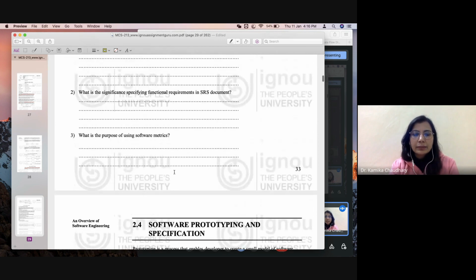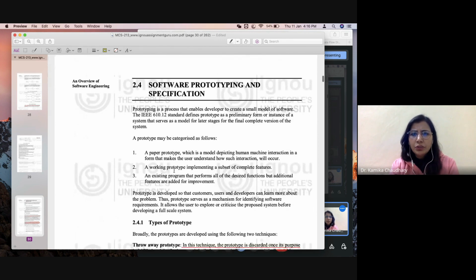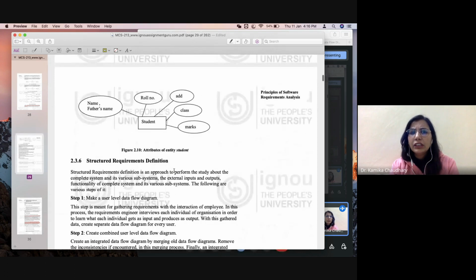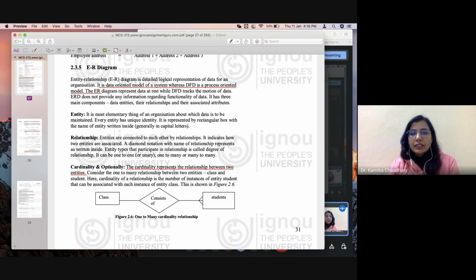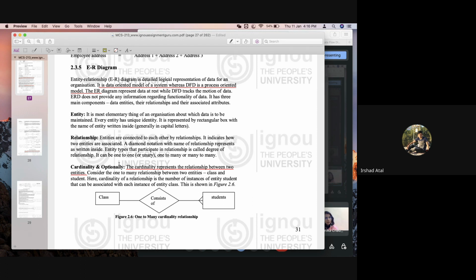Now, next is, we don't have to go through. This was about the ER diagram, right? Is the ER diagram clear, or do I need to repeat it? It's clear. It's clear? Good.